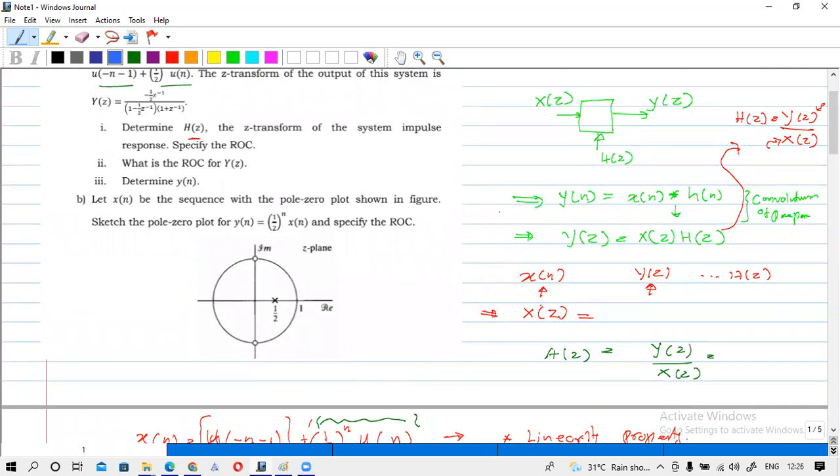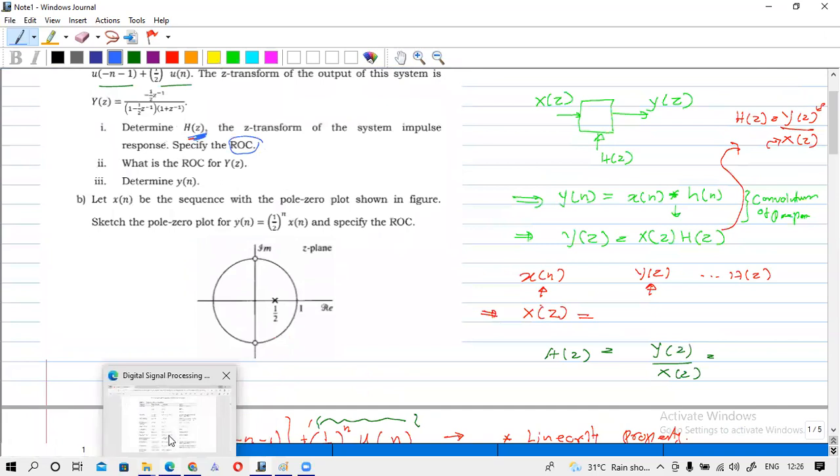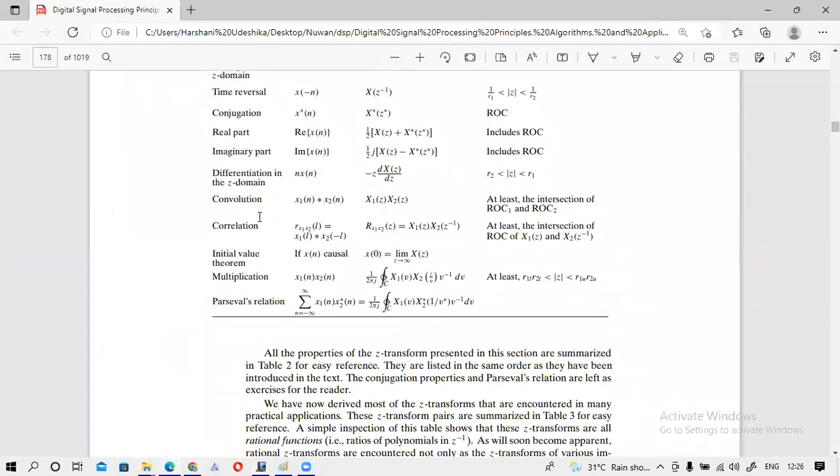Anyway, you can find the HZ, and determine the ROC. I think you can use the property. There is a convolution property for this convolution. So the ROC will be this one, that means the common ROC.